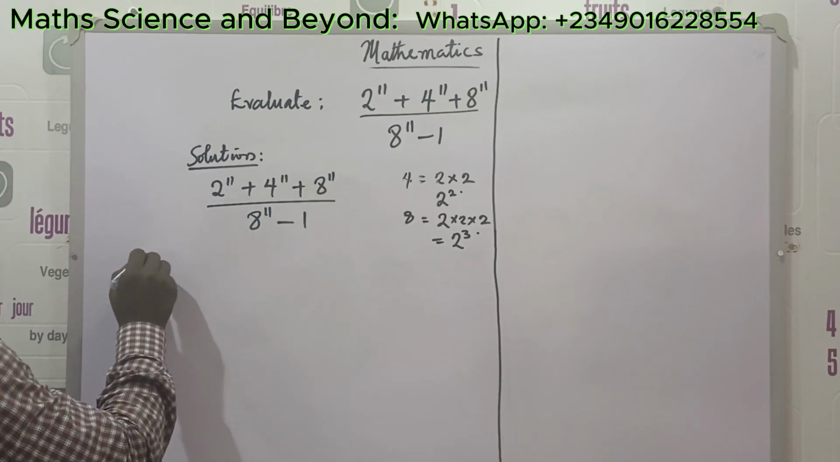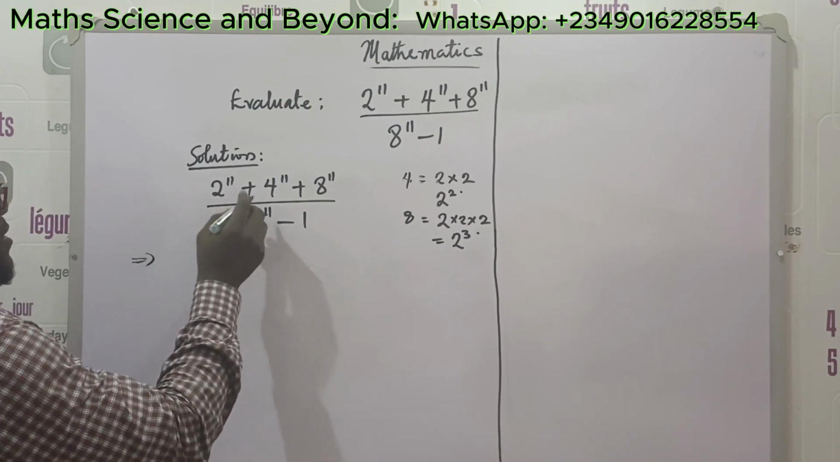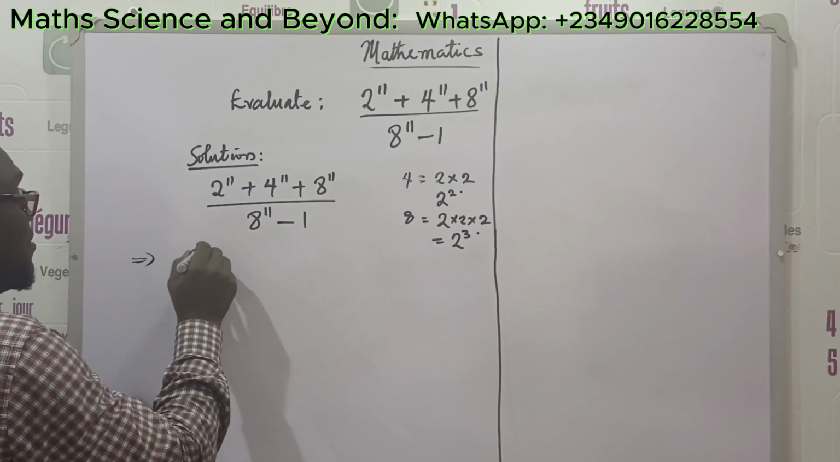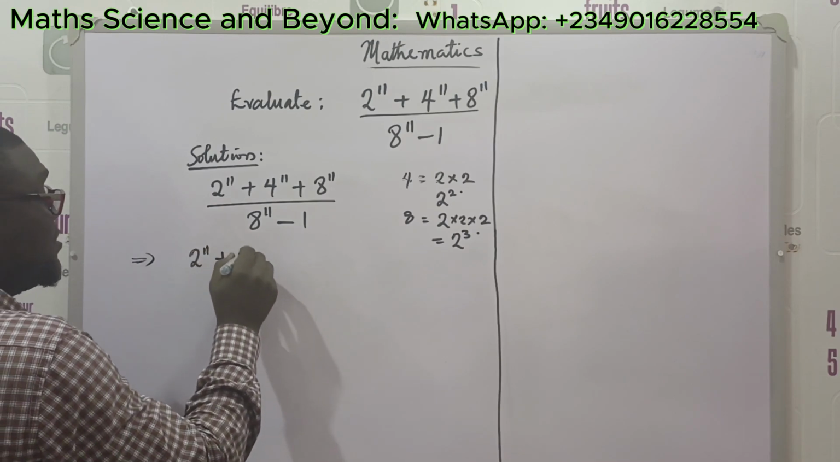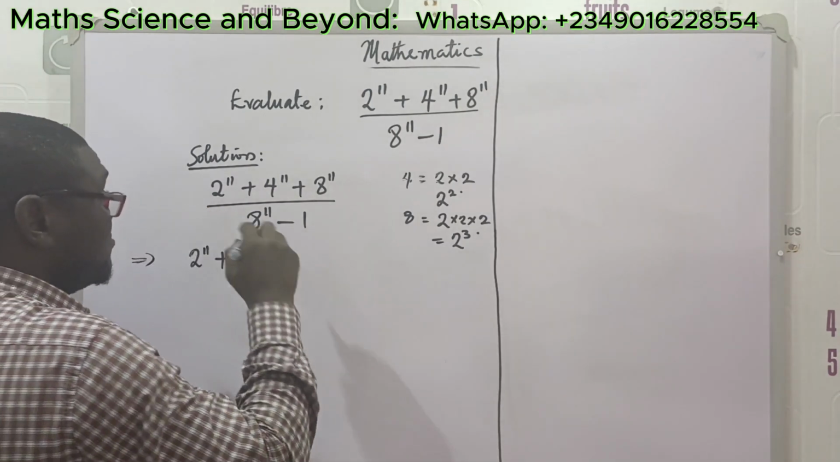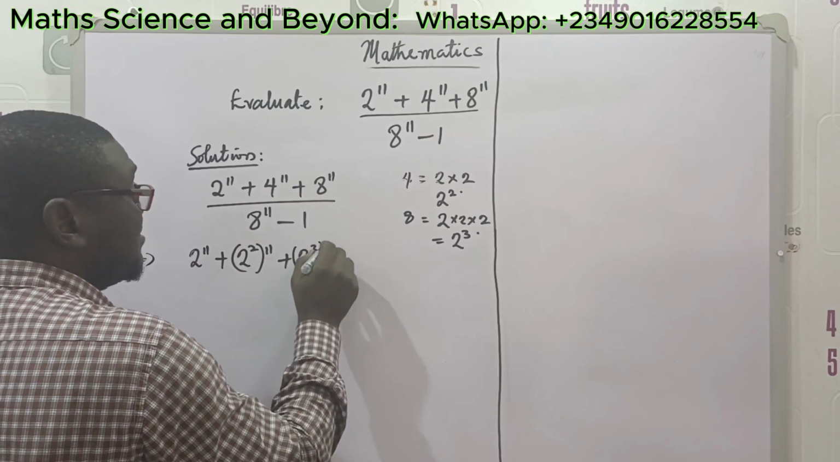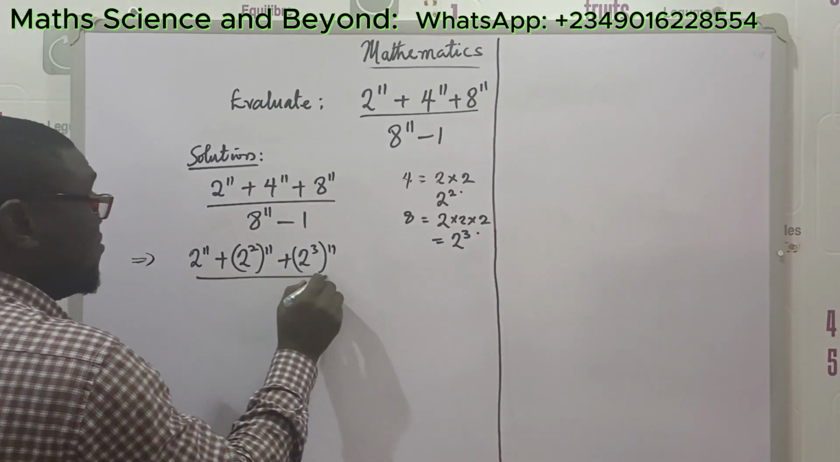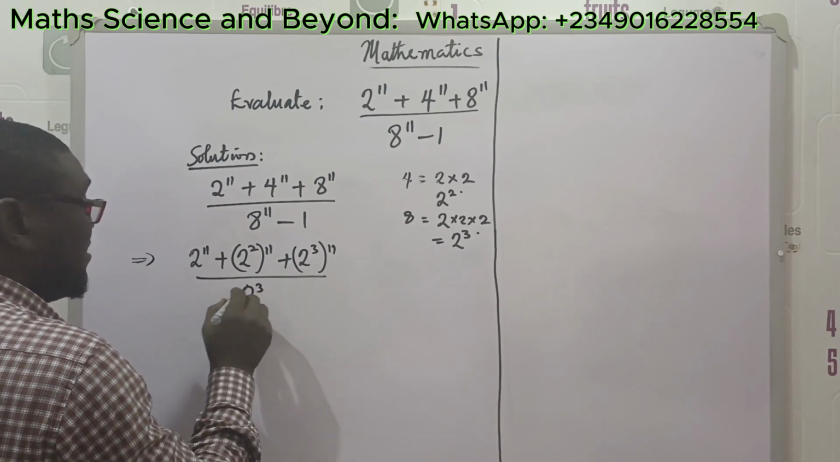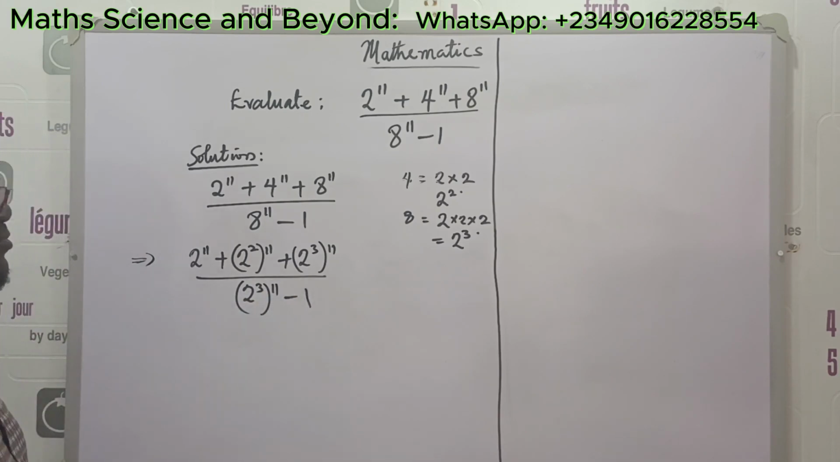So in that case, the problem becomes 2 raised to power 11 plus 2 raised to power 2, raised to power 11, plus 2 raised to power 3, raised to power 11, all over 2 raised to power 3, raised to power 11, minus 1.